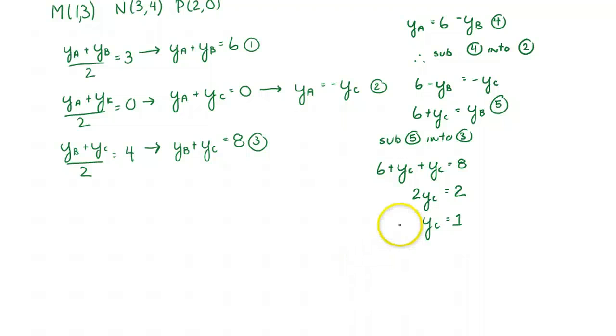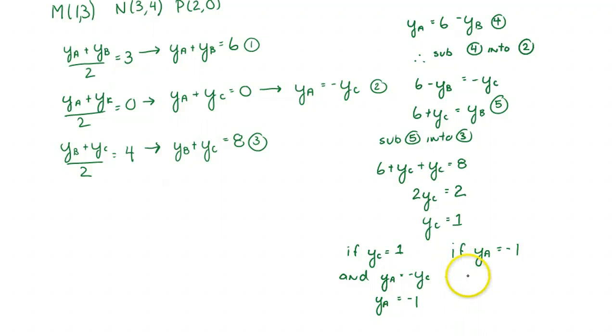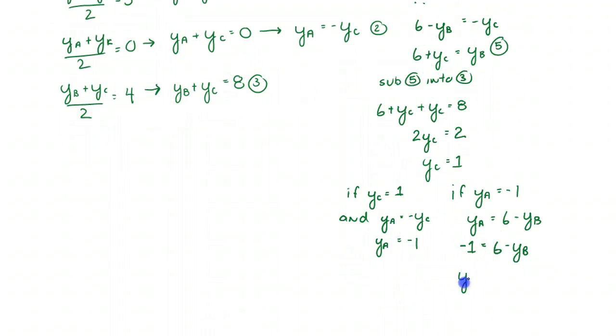Perfect. So, therefore, if yc is equal to 1, and we know that ya is equal to minus yc, ya is equal to minus 1. And if ya is equal to minus 1, and we know ya is equal to 6 minus yb, we know negative 1 is equal to 6 minus yb. So a little substitution. And again, there's lots of ways you can do this. Yb is equal to 7.